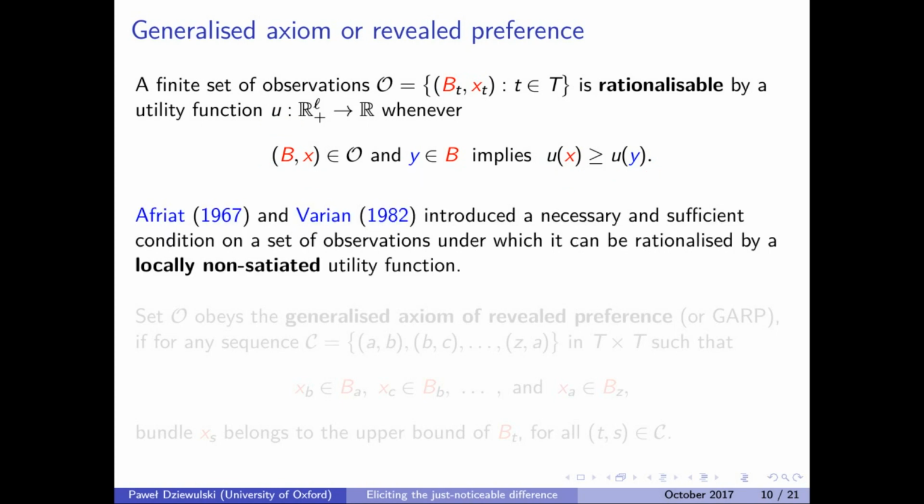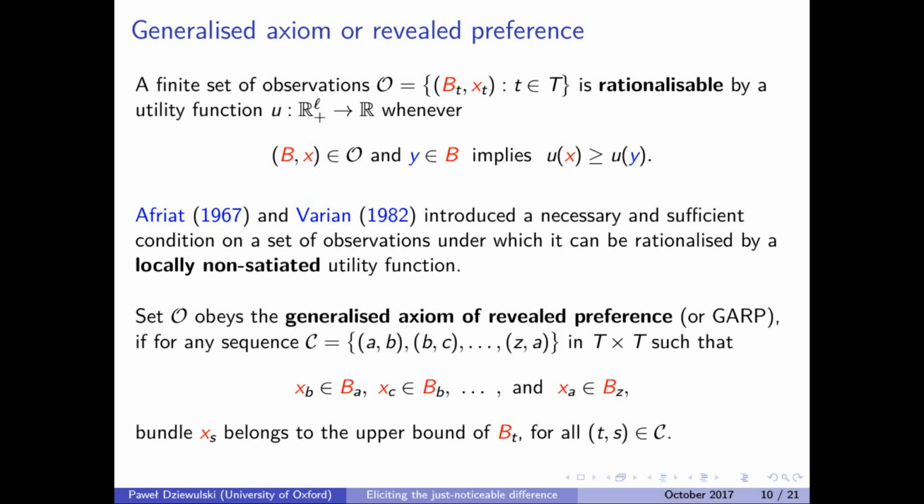Afriat and Varian provided a necessary and sufficient condition on the set of observations, the so-called generalized axiom of revealed preference, under which it can be rationalized by a locally non-satiated utility function.